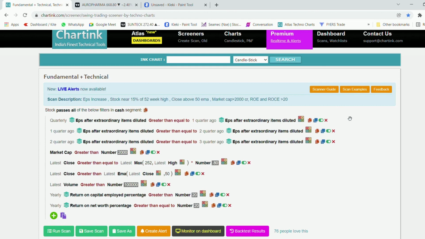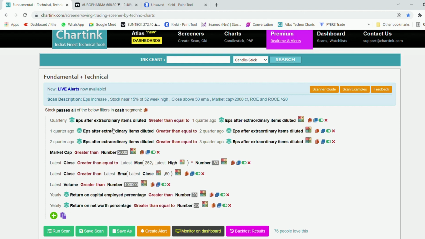In today's video, I'll be talking about a screener that I have made in the charting platform, which is absolutely free of cost. This screener is going to help us identify swing trading or short-term trading stocks based upon fundamentals as well as technical criteria.